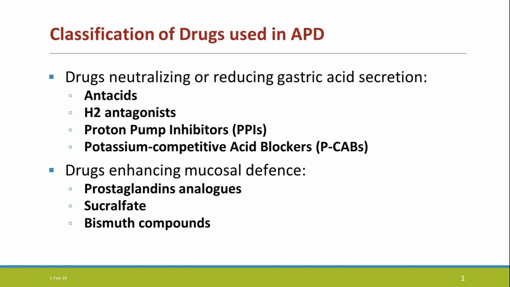Drugs are divided into two main categories: acid-reducing agents and mucosal protective agents. This classification reflects mechanism rather than chemical structure and helps guide rational prescribing.